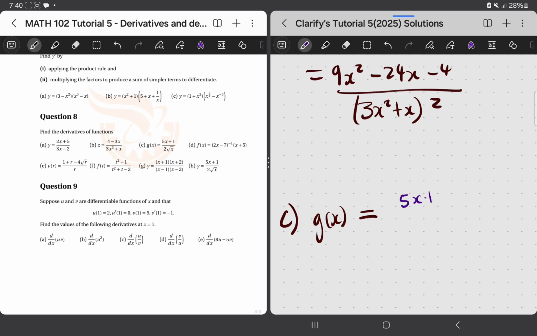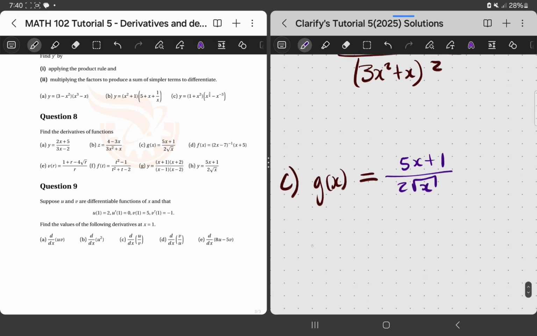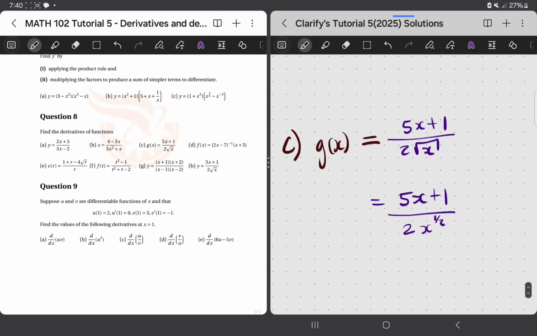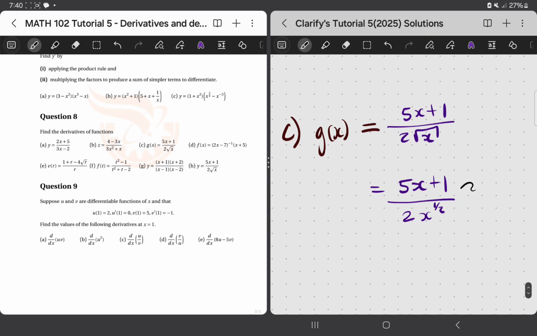Now here we have 5x plus 1 all over 2 root x. We want to differentiate this. What is this going to be? Well, I know that this root x I cannot differentiate as long as it's like this, so I need to simplify it a bit. So it's going to be 5x plus 1 over, what is this root? It's the square root, so it's going to be 2 multiplying x to the power of half. Remember that the root is the one that goes in the denominator. So it's root 2, so it's a 2. That's square root, right? Now we can do our thingy.